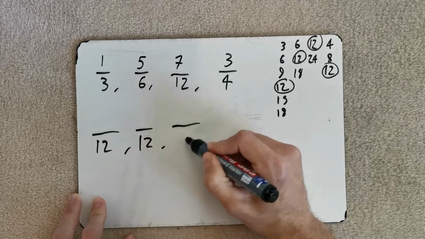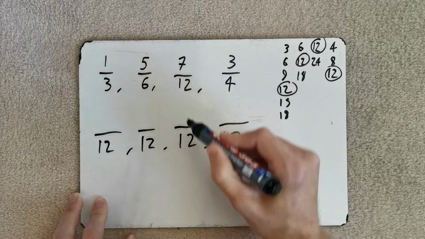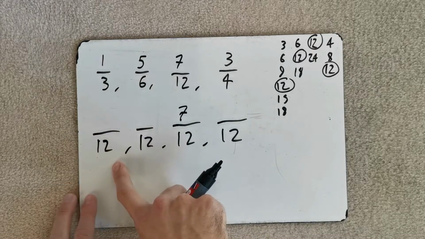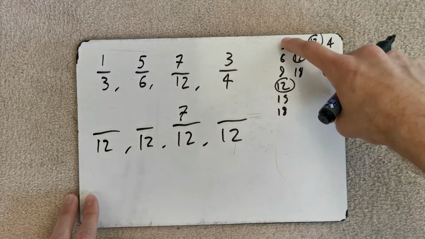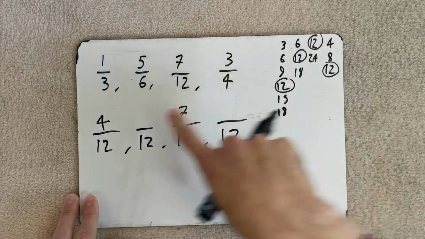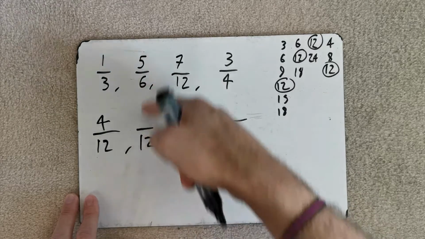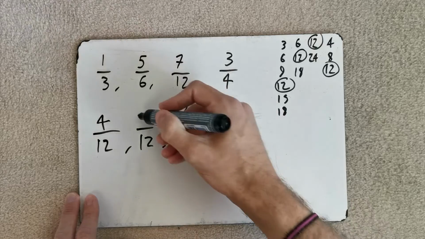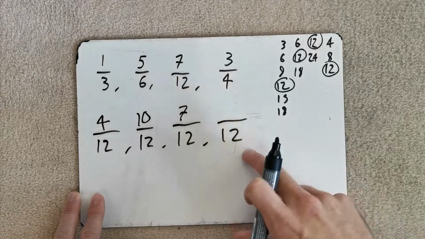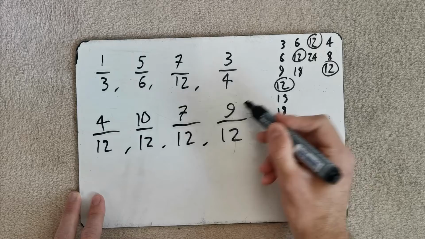Okay. So before we order them, let's turn them all into over 12 first. This one stays the same because it's already over 12. What can we do to 3 to take it up to 12? We times it by 4, so we times the top by 4 as well. 6, we times it by 2, so we're going to times this by 2 as well. Whatever we do to the bottom, we've got to do to the top as well. That one's the same. And this one, to get from 4 up to 12, times it by 3. So we're going to times the top by 3 as well. 3 times 3 is, of course, 9.